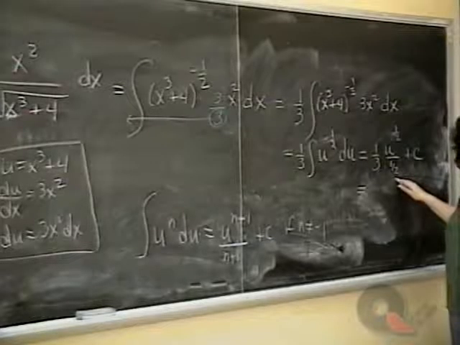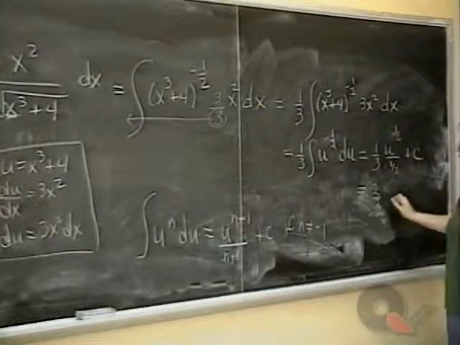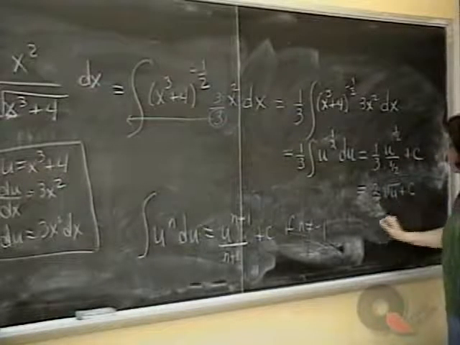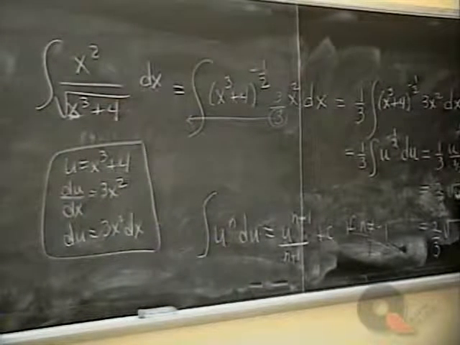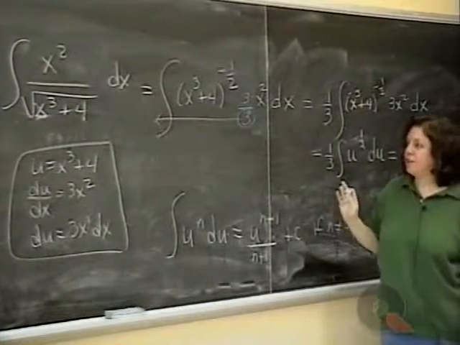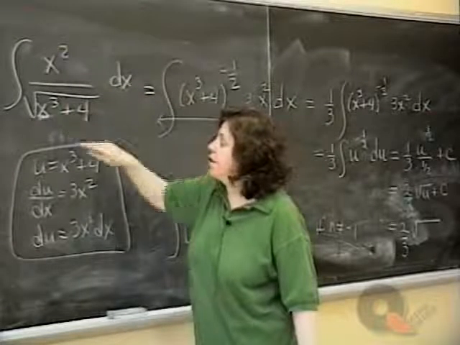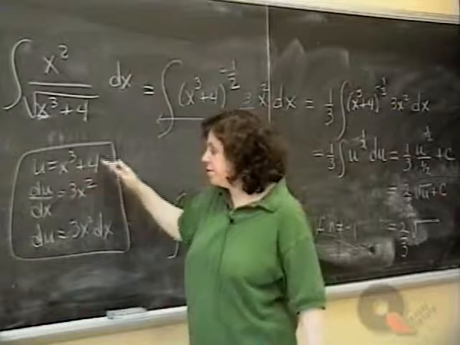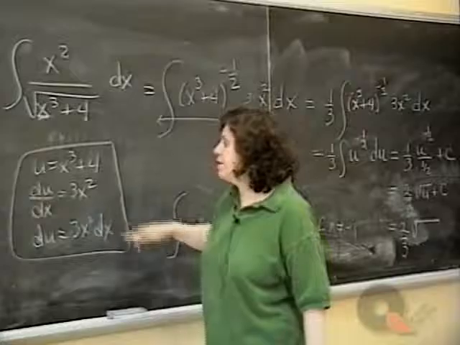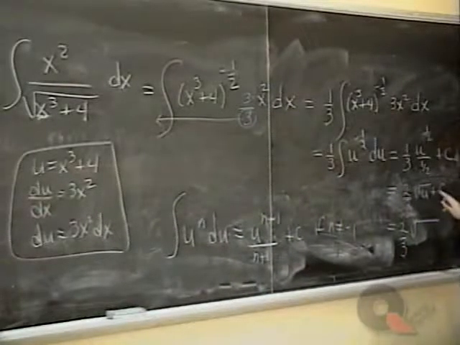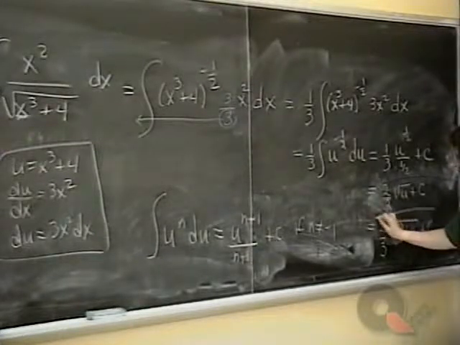Instead of dividing by 1/2, we invert and multiply by 2, so 2/3 u to the 1/2, or the square root of u plus c. Now, if someone gives you a question in x, give them back an answer in x. This is a question. I want you to give me something whose derivative is equal to this. U is something we instituted here. We put this in to help us with the problem, but the final answer should not have u in it. U is x cubed plus 4. So it's 2/3 the square root of x cubed plus 4 plus c.